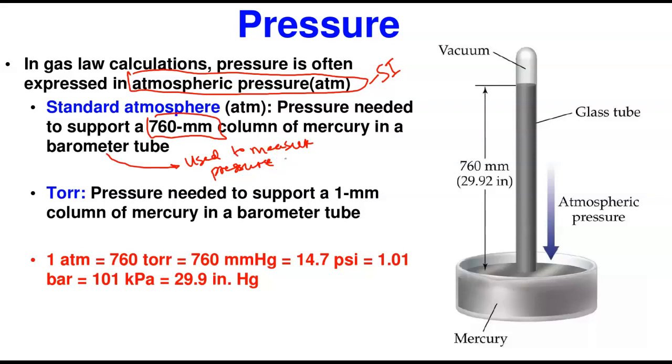Now, we also will introduce another important unit, the torr. The torr is simply the pressure needed to support exactly 1 millimeter column of mercury. So what it simply means is that 1 millimeter of mercury is equal to 1 torr. And this torr came from an important name, a man we call Mr. Evangelista Torricelli.